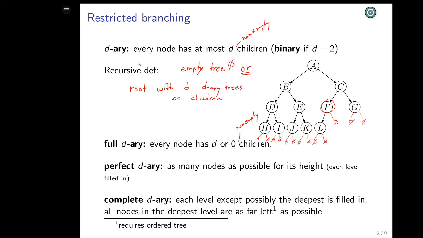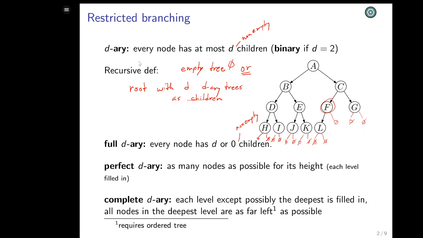Okay, a perfect d-ary tree is a d-ary tree that has as many nodes as possible for its height. That's perfect. I don't know why, but bigger is better. So each level is full. Is this a perfect d-ary tree? No. Complete.